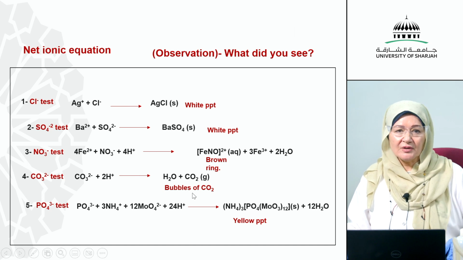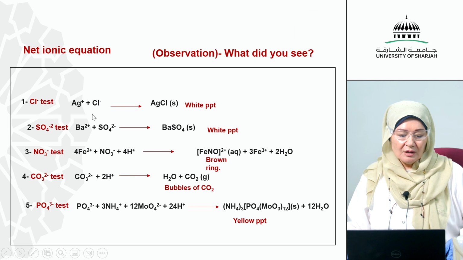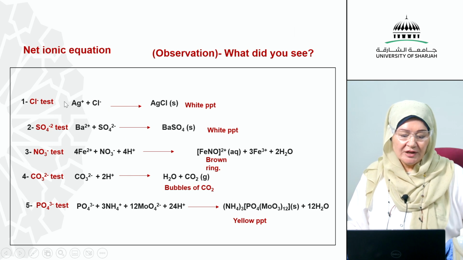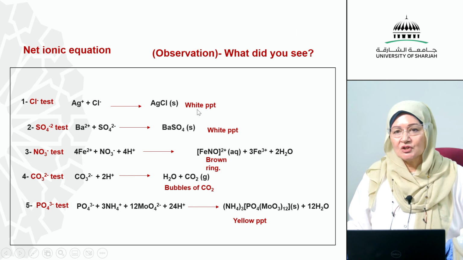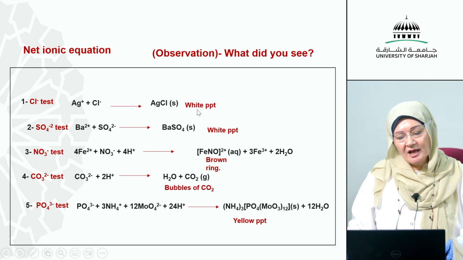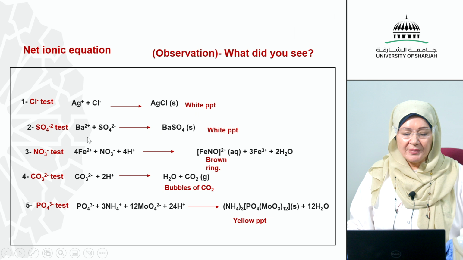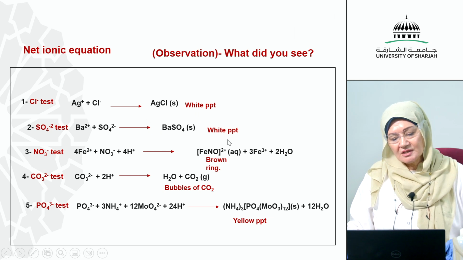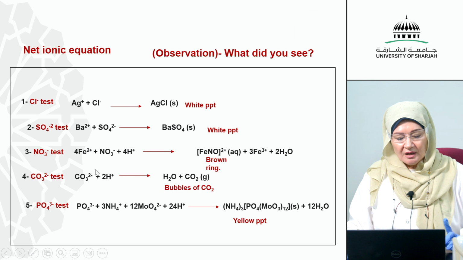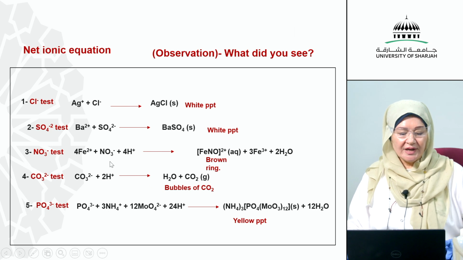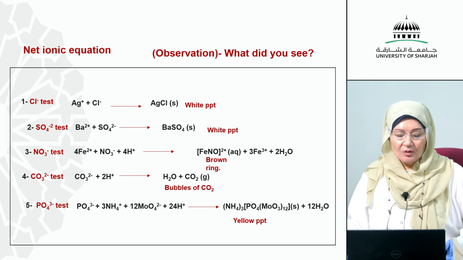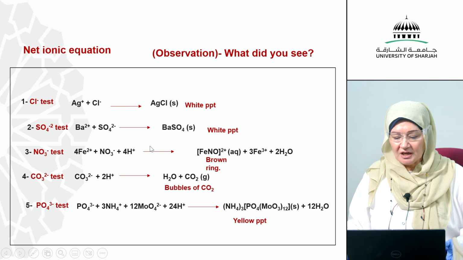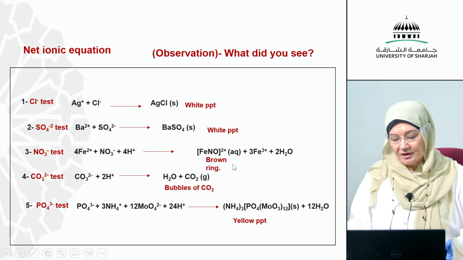As you had seen, there is a new product for each. For chloride, whenever I add chloride to Ag plus, I should have AgCl in the form of a solid white precipitate. Barium sulfate gives me barium sulfate, a white precipitate. Iron with the nitrate, testing for nitrate in a very acidic media, I just got a brown ring here.